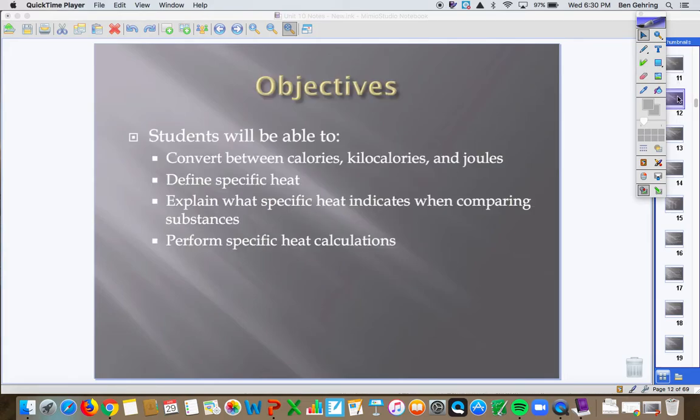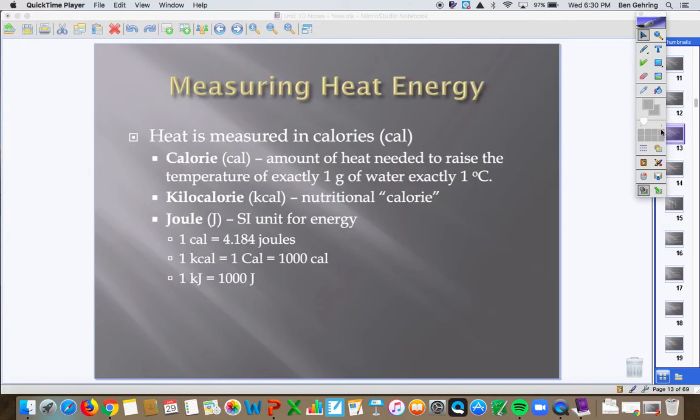At the conclusion of this lesson, you will be able to convert between calories, kilocalories, and joules, which are all measures of energy. You'll be able to define specific heat. You'll be able to explain what this indicates when comparing two different substances. And you will be able to perform specific heat calculations. So that is today's task, and let's get after it.